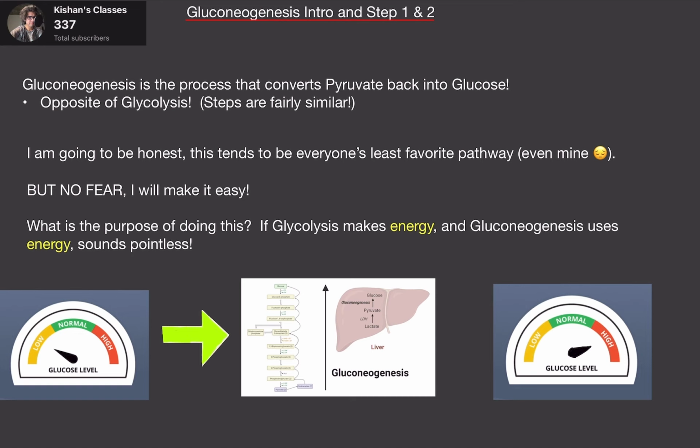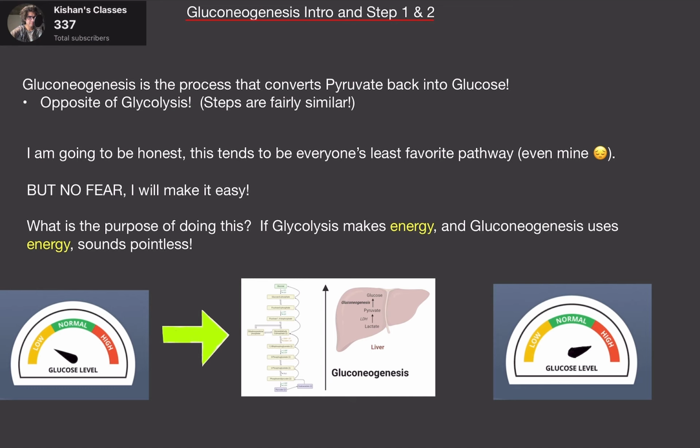And I want to be honest with you guys. This tends to be everyone's least favorite subject. It's even my least favorite. I'm not going to lie to you guys. I hate it. The reason is because a lot of people don't realize the importance of gluconeogenesis. That, or they just finish glycolysis, and they're like, oh my god, another pathway? I can't do another one. Well, spoiler alert, there's probably going to be like 4 more pathways after this, so it doesn't end. But no fear, I will make it easy.